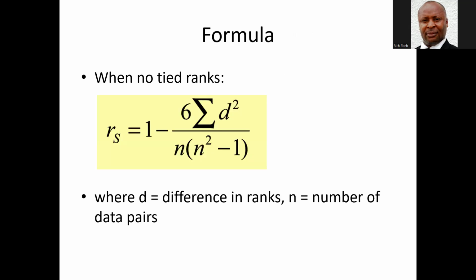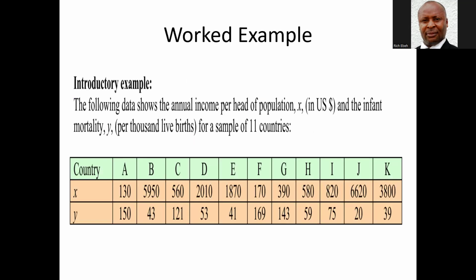Now, this is the formula when you have no tied ranks. Rho is denoted by 1 minus 6 summation d squared divided by n bracket n squared minus 1, where d is the difference in ranks and n is the number of data pairs, that is the number of data you are pairing. Then I have a worked example here.